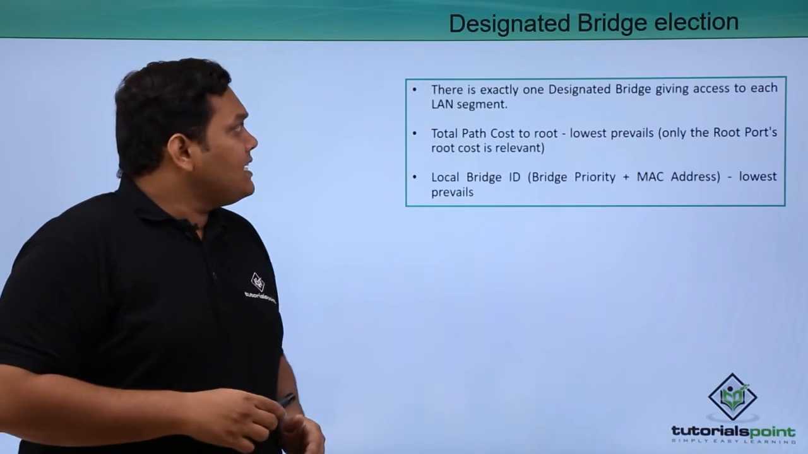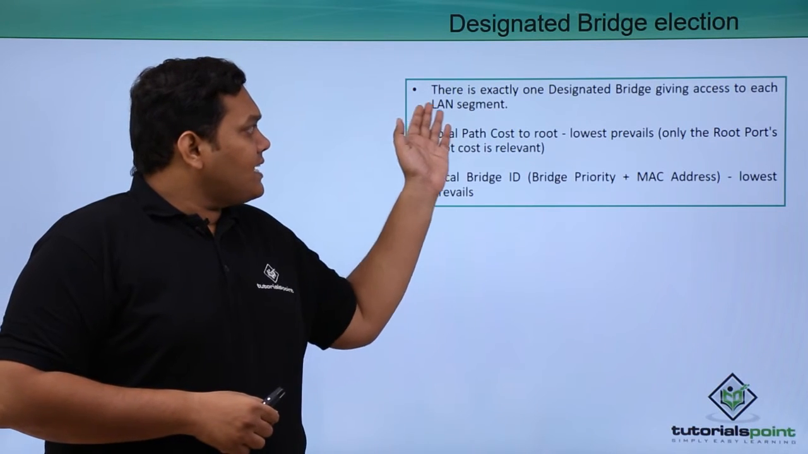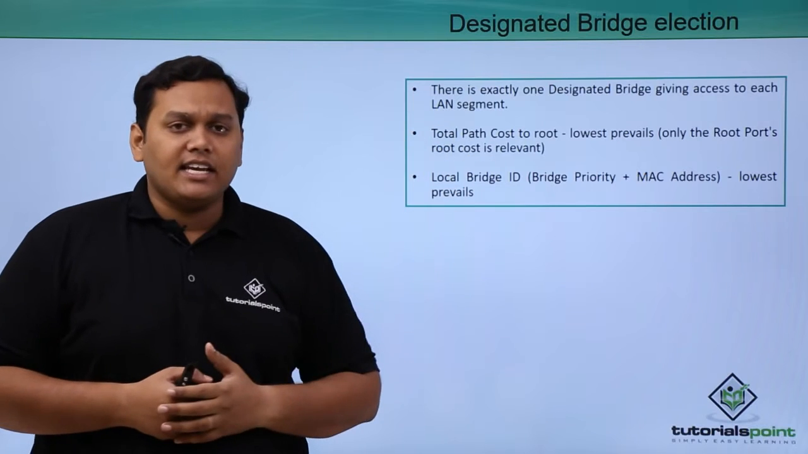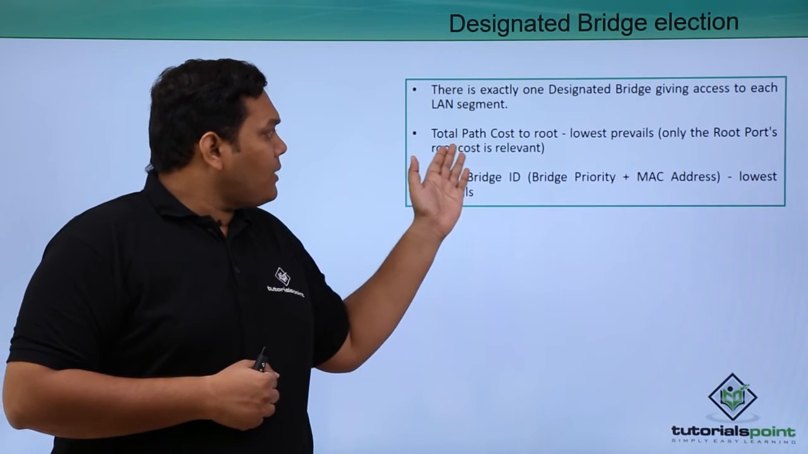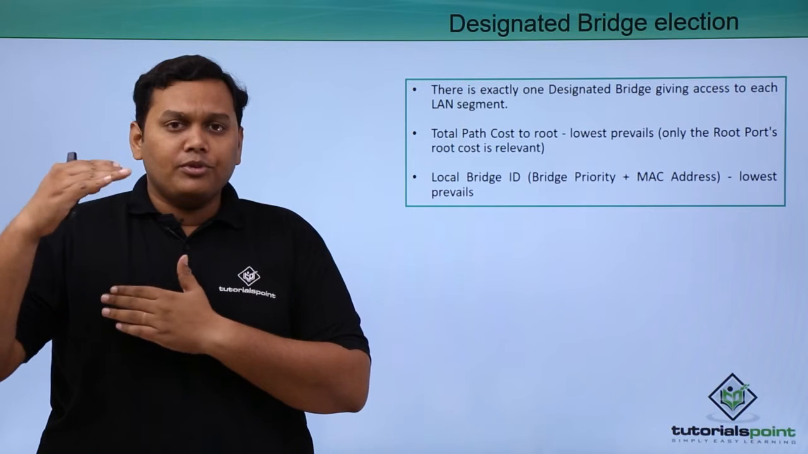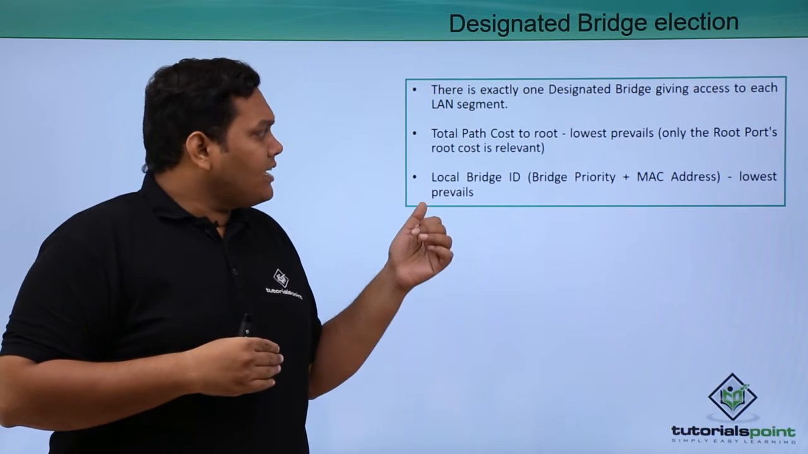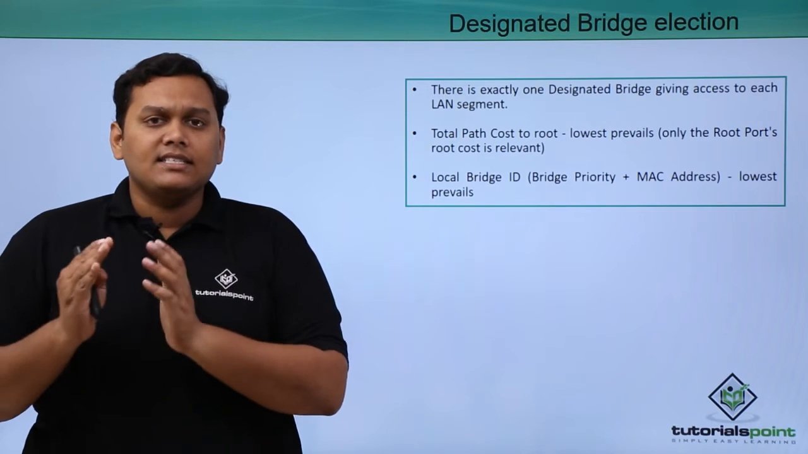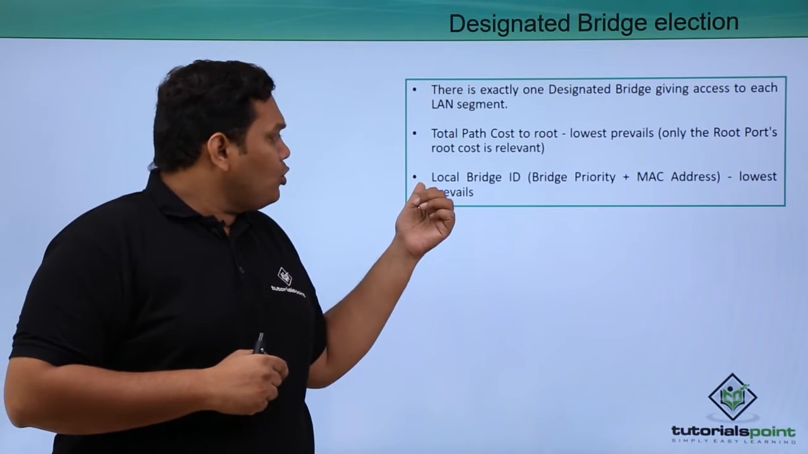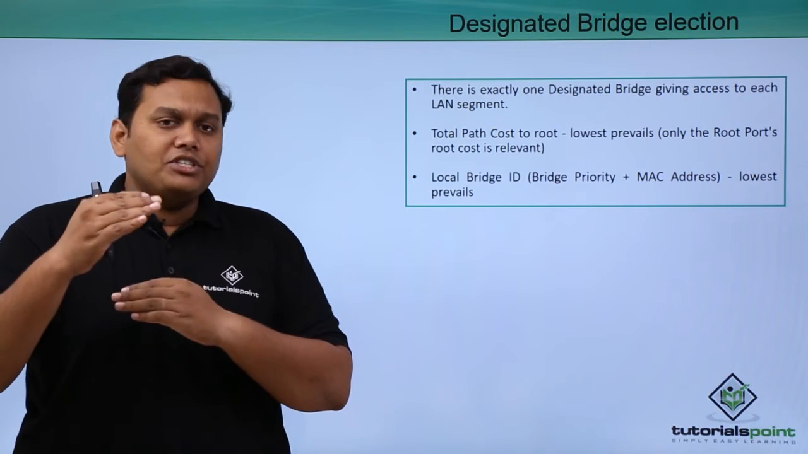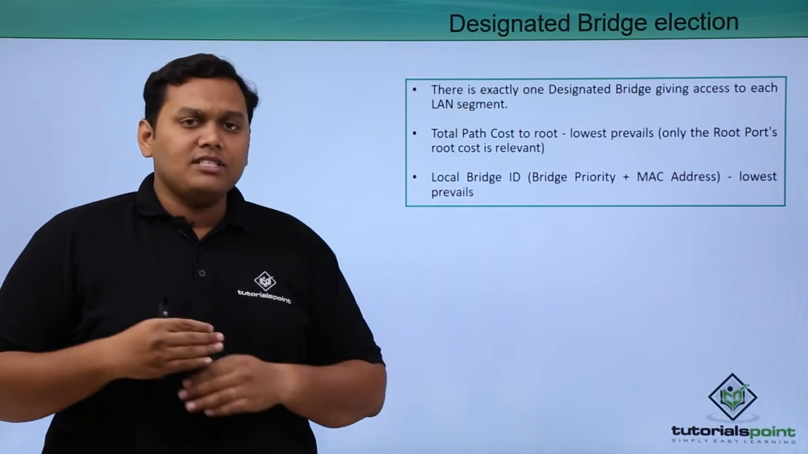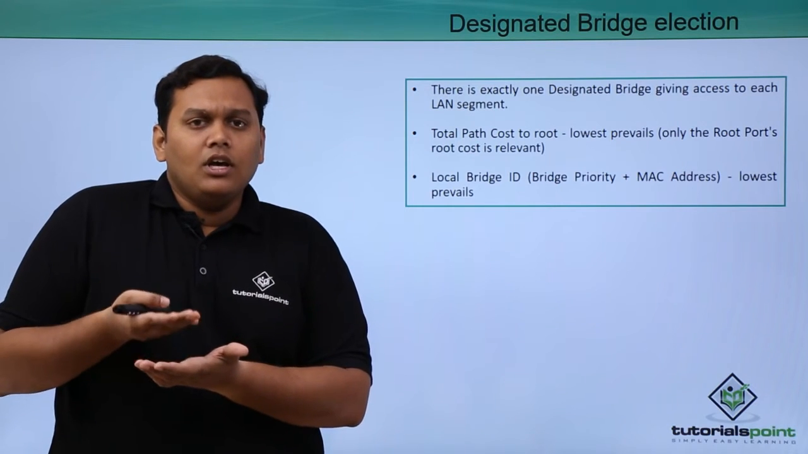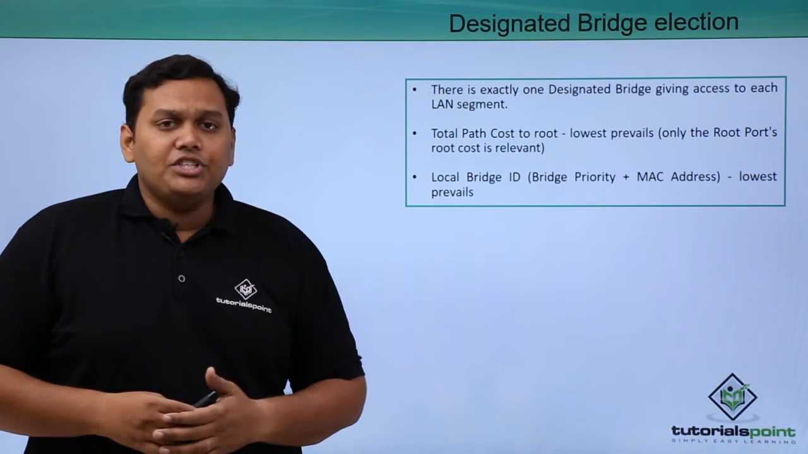Coming to the designated bridge election, there is exactly one designated bridge given access to each LAN segment. Coming to the total path cost to root, the lower one prevails and is taken as an election rule, and only root cost is relevant here. Then the local bridge ID, which is bridge priority plus MAC address. The lowest one prevails and is chosen as a rule to select the designated bridge.